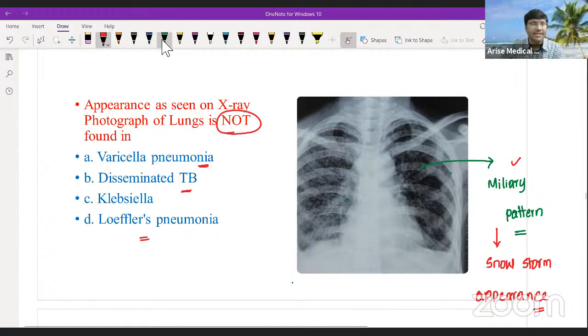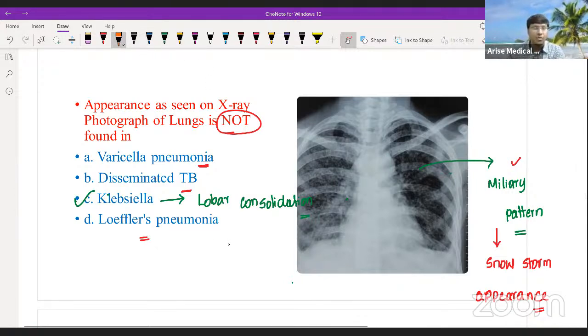But in Klebsiella, as we have just discussed, they will have lobar consolidation. So the answer here is Klebsiella. The appearance as seen on the X-ray photograph of the lung is not found in the case of Klebsiella, because in Klebsiella you have the presence of lobar consolidation.